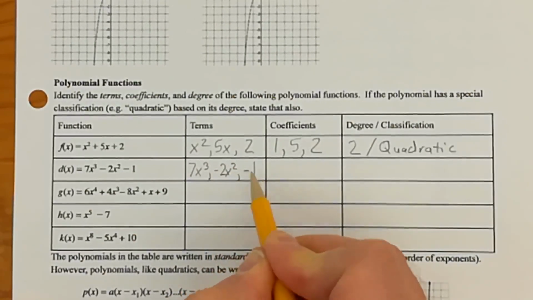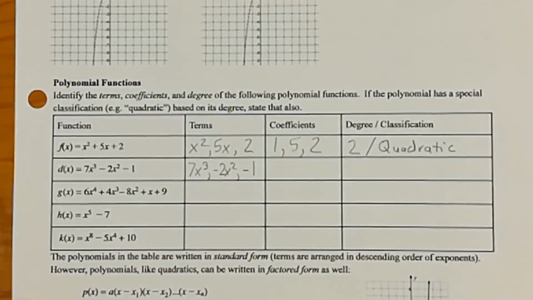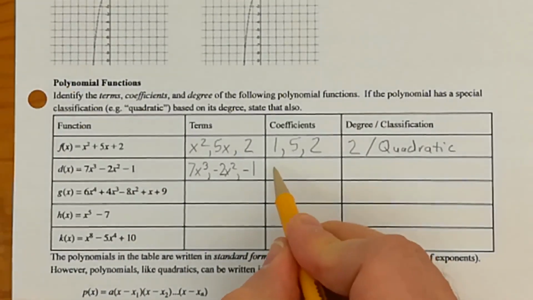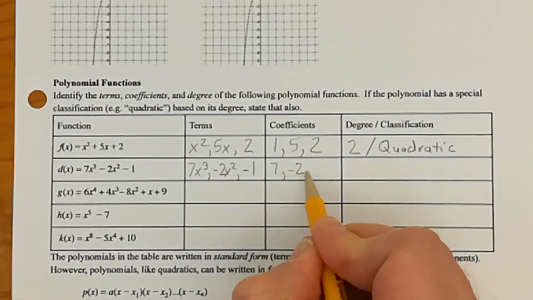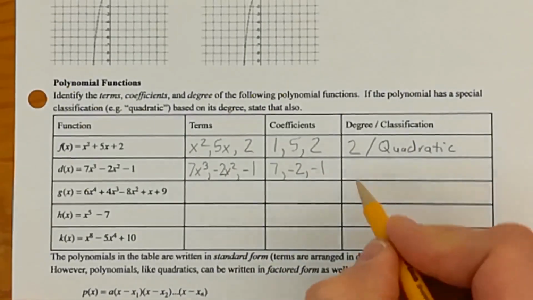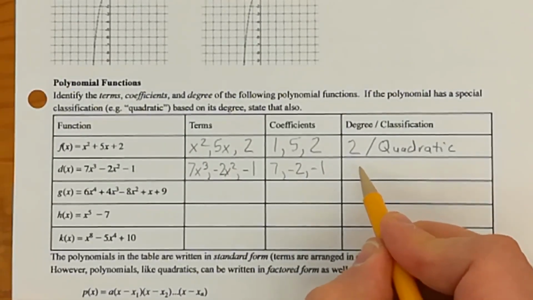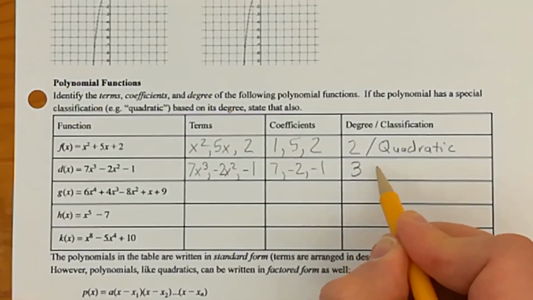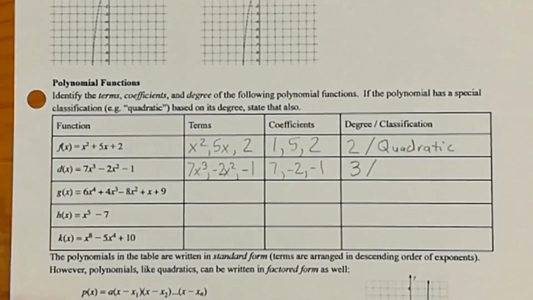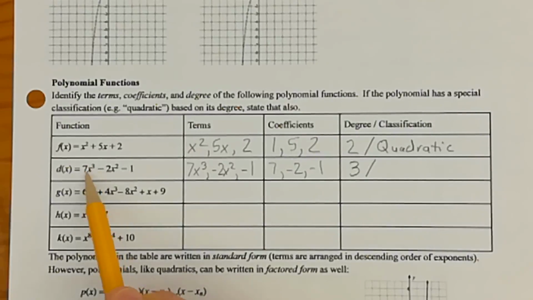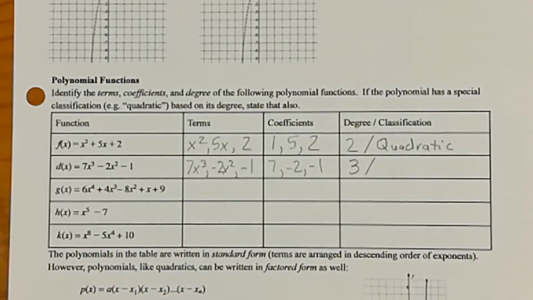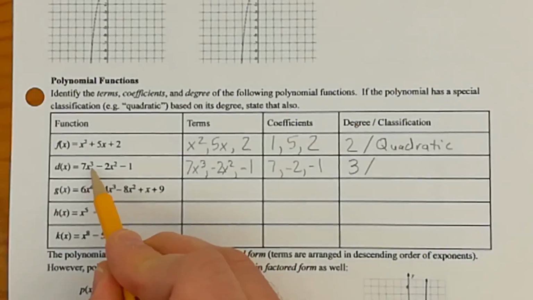Similar deal. Of course, we consider the terms with minuses in front of them. We consider them negative. Coefficients here would be 7, -2, and -1. The degree of this one is 3. Now, how am I getting this degree here? The degree is the highest exponent on a variable. It's not always the first term. Very often it is, but we're looking for the highest exponent on the independent variable, which in this case is x. So 3 is the degree.